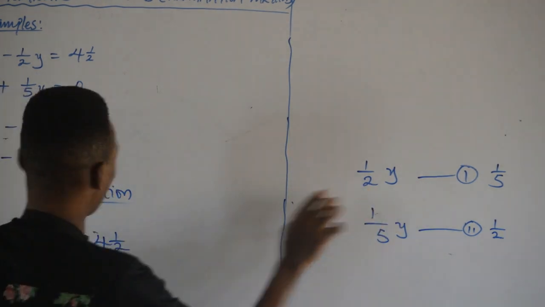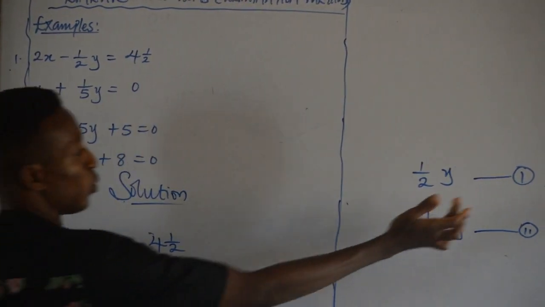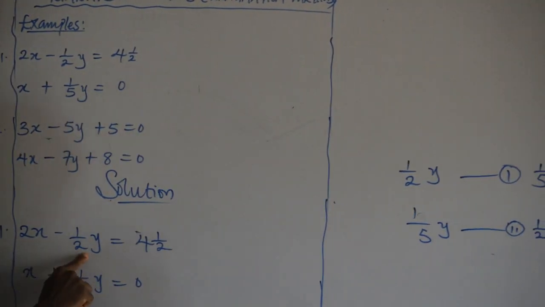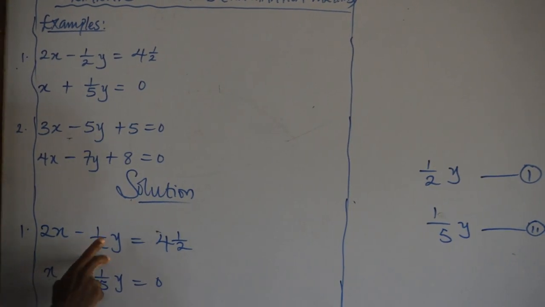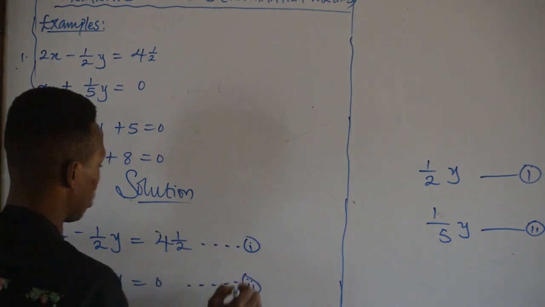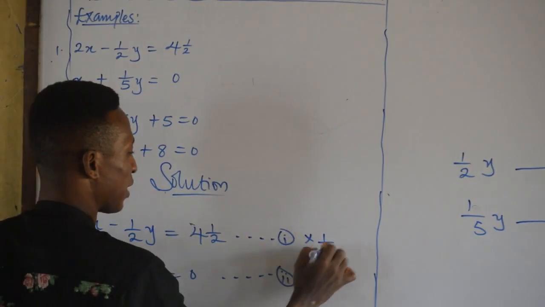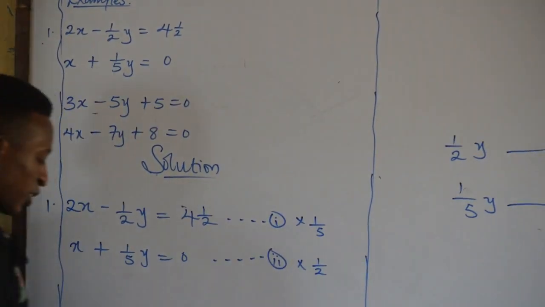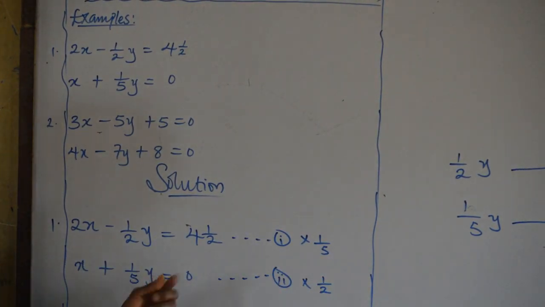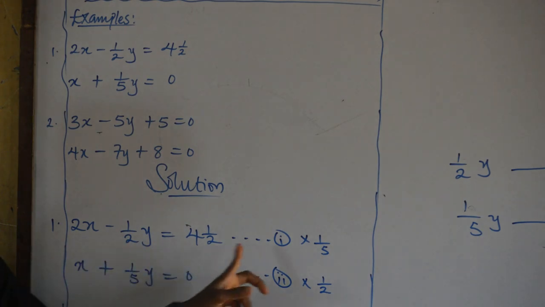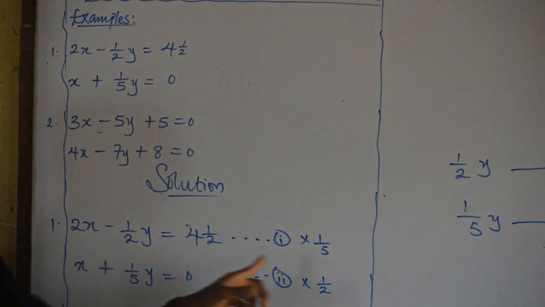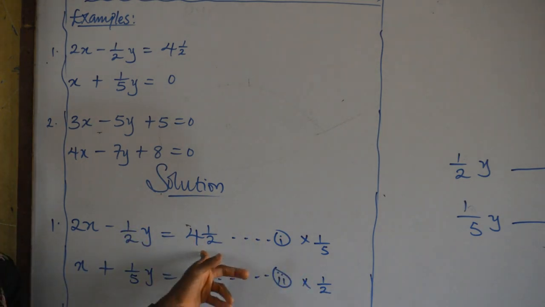So I'm going to be multiplying everything in equation 1 by 1 all over 5, which is the coefficient of y in equation 2, and everything in equation 2, I'm going to multiply by 1 all over 2, which is the coefficient of y in equation 1. So let me write it here, my 1 and 2. Here I'm multiplying by 1 all over 5, and I'm multiplying by 1 all over 2. Take note: when you multiply by this 1 over 5, you are using it to multiply each term. So I multiply 1 over 5 by 2x, and I also multiply 1 over 5 by 1 over 2y, and I'm also multiplying 1 over 5 by 4 over 1 over 2.